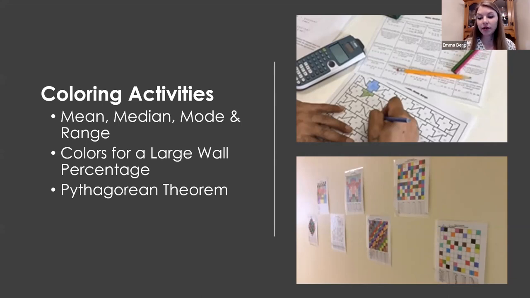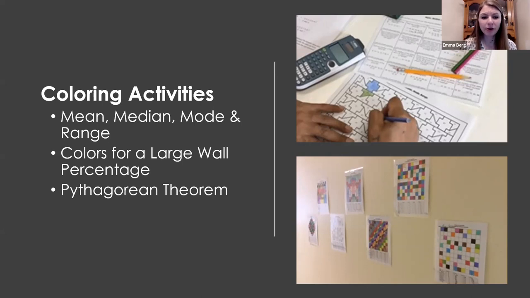And then I have the students count how many squares of each color they have and calculate that as a fraction, as a decimal, and as a percentage of that table. And then we display them, of course, for everybody to check out. So that one is always really fun. I've done that one lots and lots of times.